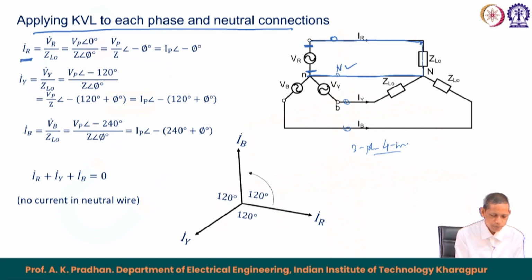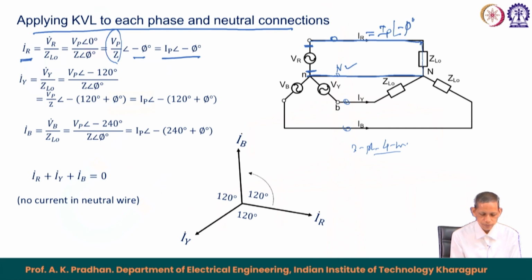Let us say I express VR to be equal to Vp with an angle of 0 degree and the corresponding impedance Z happens to be with an angle phi degree. So, that becomes equal to Vp by Z with angle minus phi. Therefore, the corresponding current through this path, IR, becomes equal to Ip with an angle of minus phi degree.